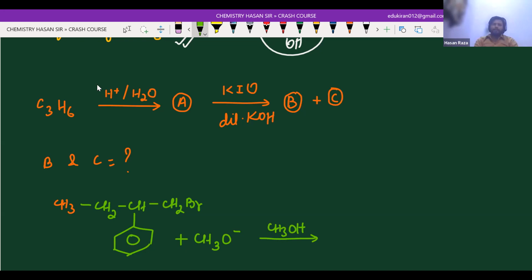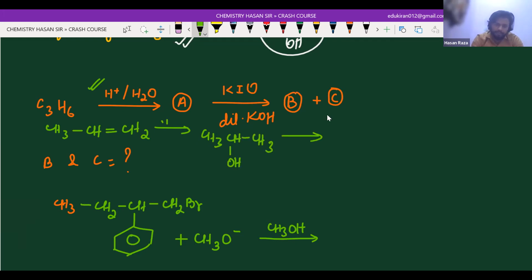See, this is your alkene. You are going to react this with acid in the presence of water, so you will get alcohol. So this will be your CH3CH=CH2, and you are going to react this with the reagent. Then there will be formation of a secondary alcohol.